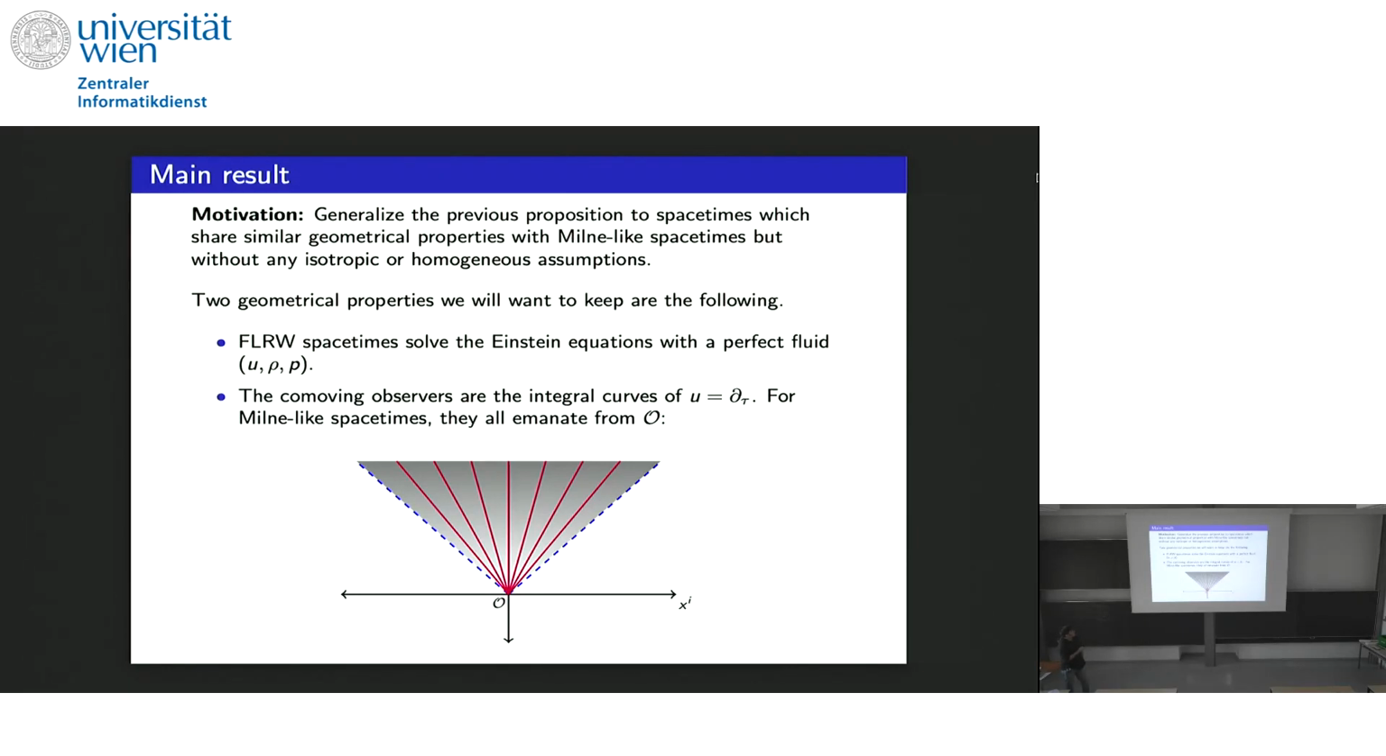We're going to assume that the co-moving observers for Milne-like spacetime, the co-moving observers, are going to emanate from a single point, right? And the point is that this generalizes what happens in Milne-like spacetimes. In Milne-like spacetimes, if you took the co-moving observers, what you would find is that they all come out from this point, right? And this, yeah, Stacey?